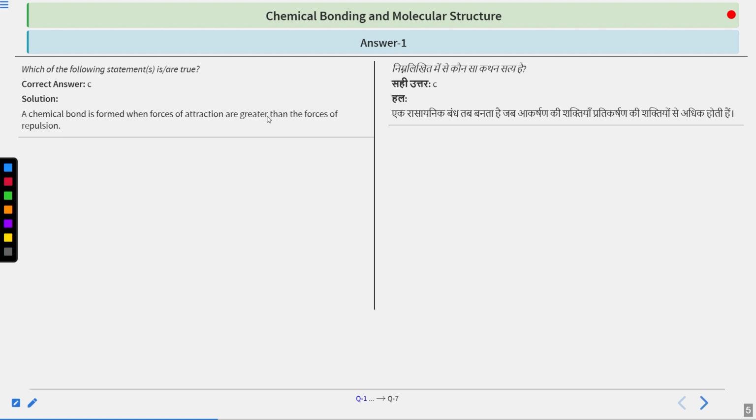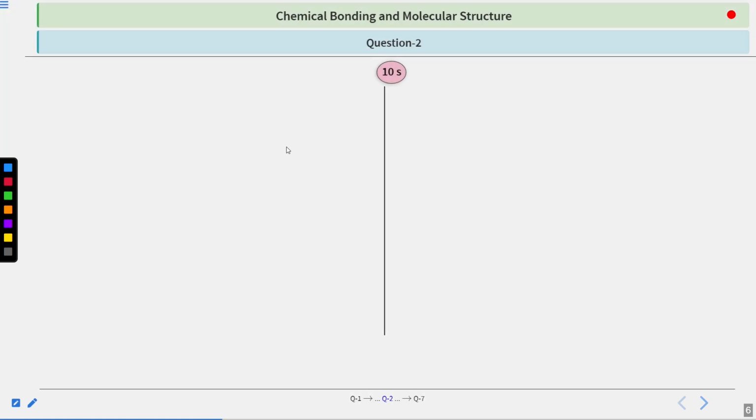Whenever these atoms come close, initially only the force of attraction comes into play. But as they come closer and closer, the force of repulsion also comes in. Then the equilibrium point is chosen such that we have minimum repulsion and maximum attraction, and only then is a chemical bond formed.